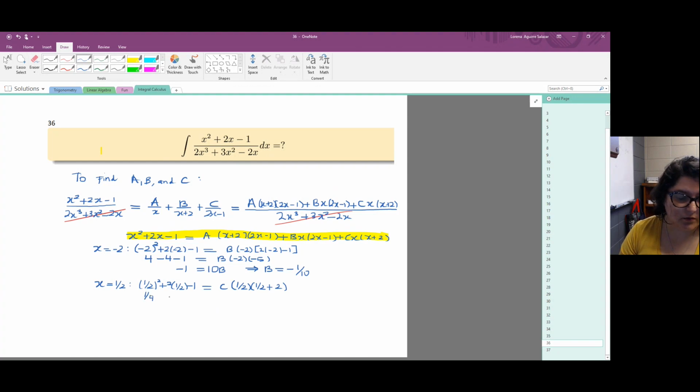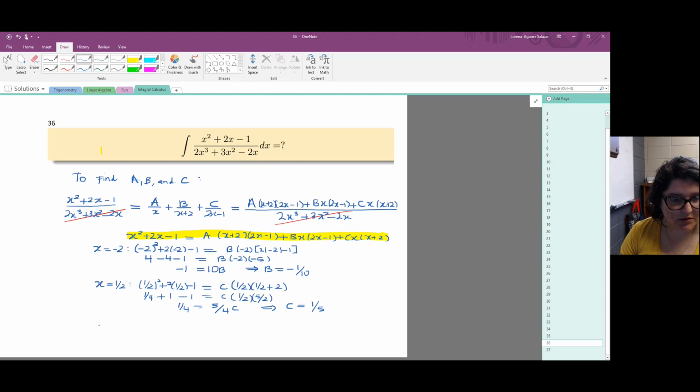So 1/4 plus 1 minus 1 should be equal to c times 1/2 times 5/2. Or we're saying the same as 1/4 should be equal to 1/2 times 5/2. That's 5/4 of c. So c is 1/5. So the quarter cancels out. We have both sides multiplied by 4. We get 1 equals 5c. And then we divide both sides by 5 to get c equals 1/5.